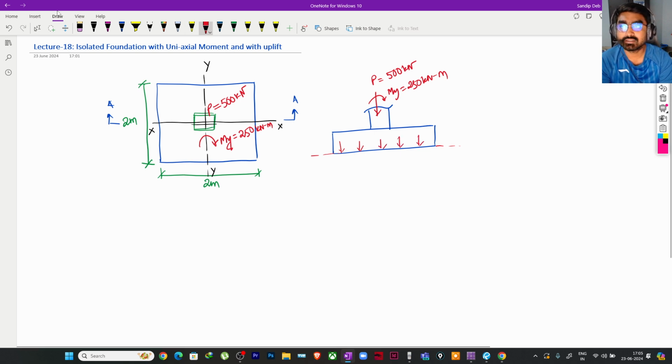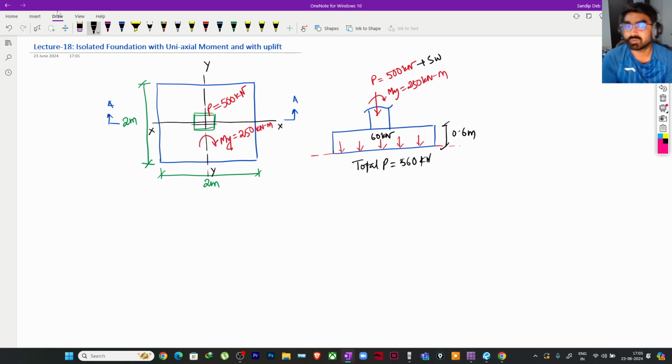If I consider the foundation is of suppose 600 mm, so 0.6 meter, what will be the self weight of this? It will be self weight equal to 2 into 2 into 0.6 multiplied by 25. So the self weight will be basically 60 kilonewton if you calculate. So my total P is equal to 560 kilonewton, for which we will be getting the base pressure, right?